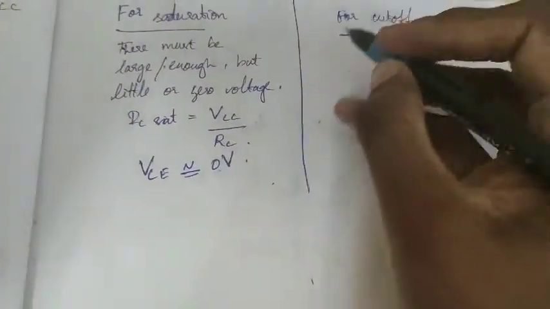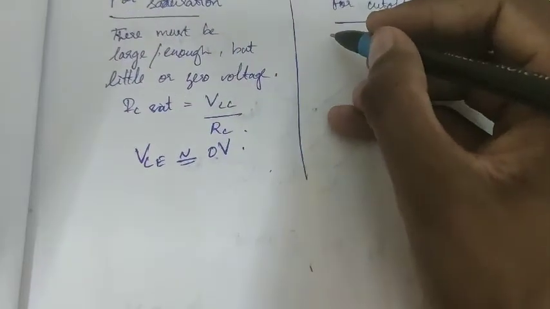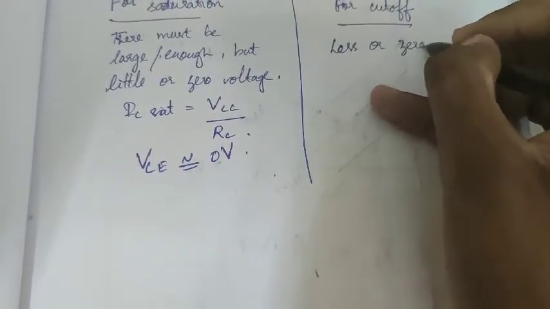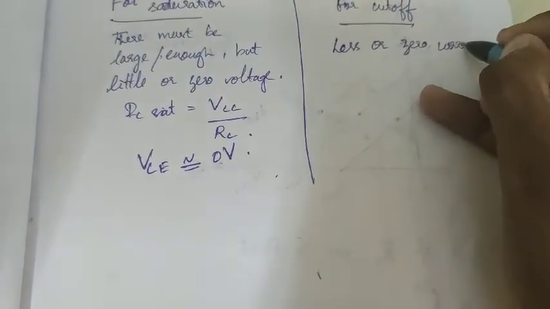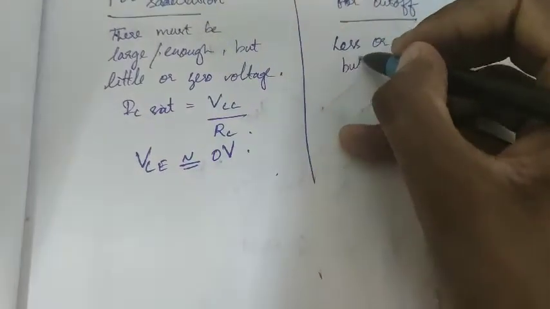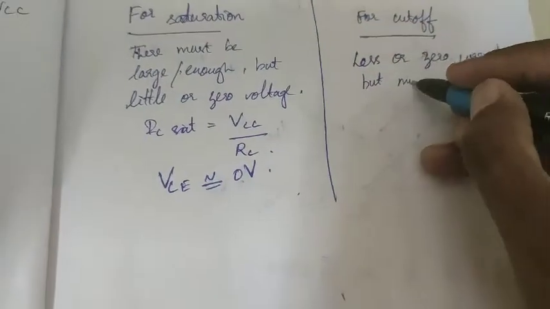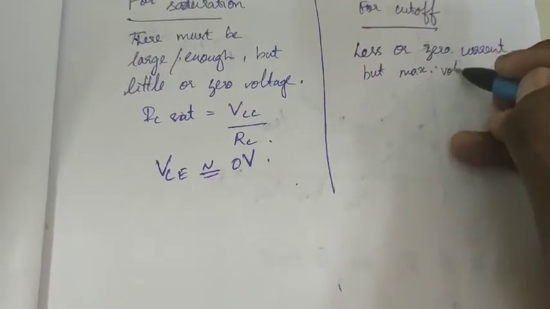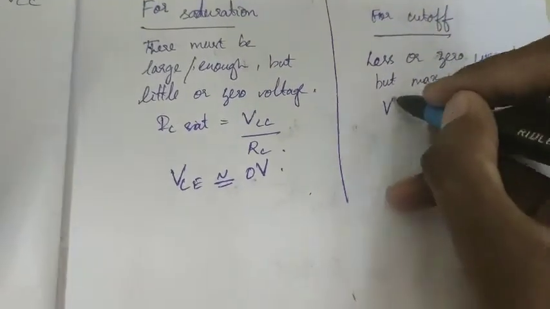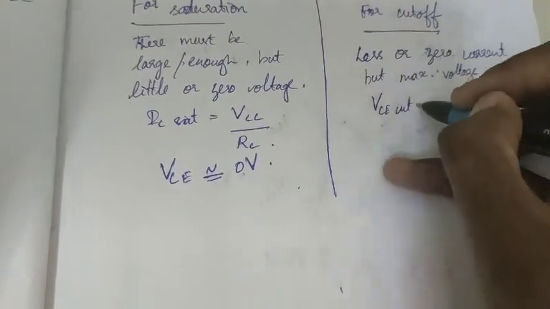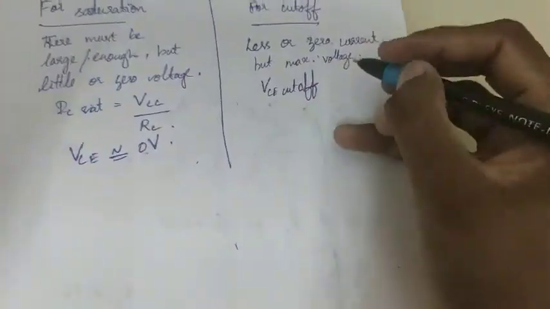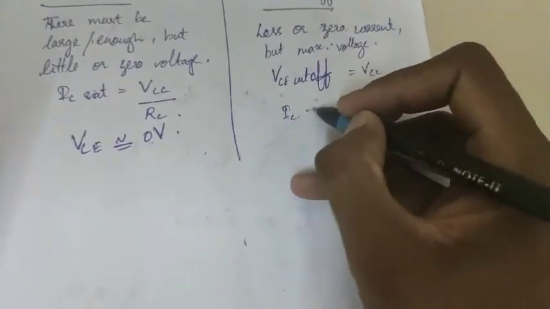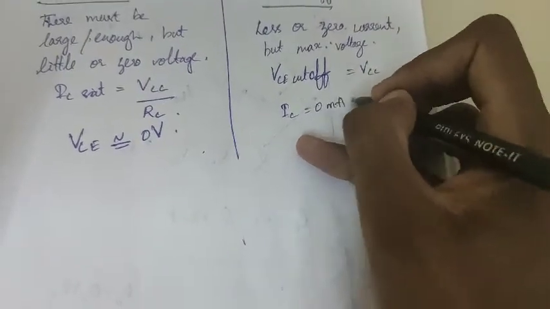So cutoff, what is the characteristic of cutoff is less or zero current but maximum voltage. So VCE cutoff is equal to VCC I can tell, and IC is equal to 0 milliamps, right?